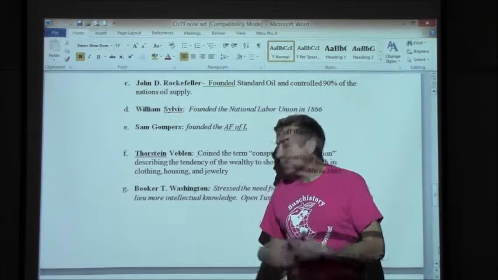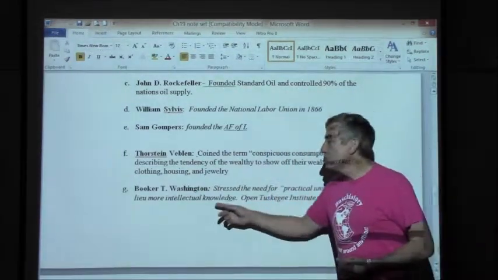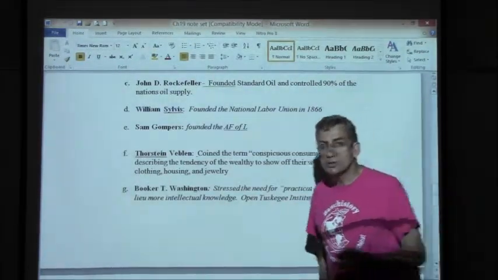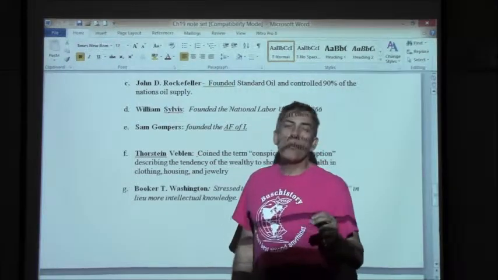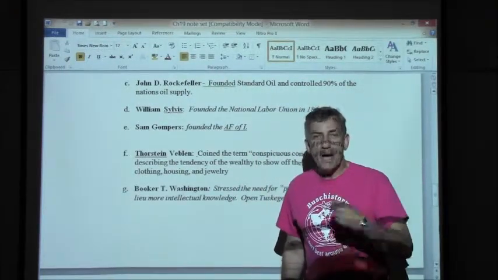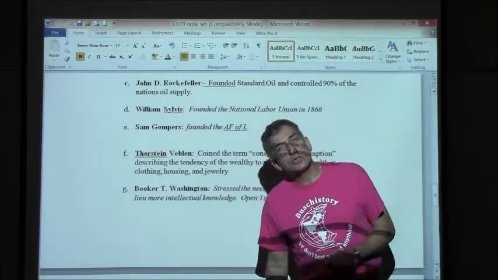So he was an advocate of practical education. He stressed the need for practical instruction in lieu of more intellectual knowledge. And he started the Tuskegee Institute, so he was working more for accommodation of the white people by the black people as opposed to assimilation. It would be very controversial in time.